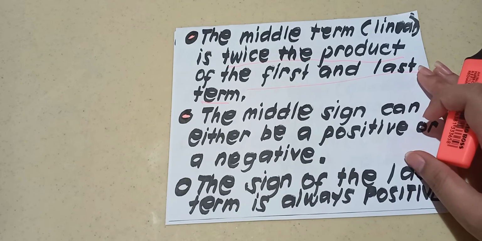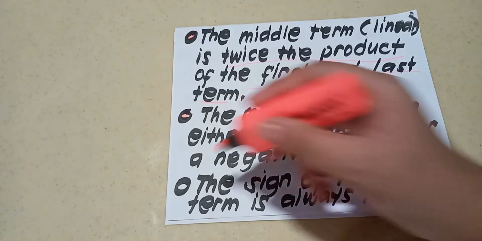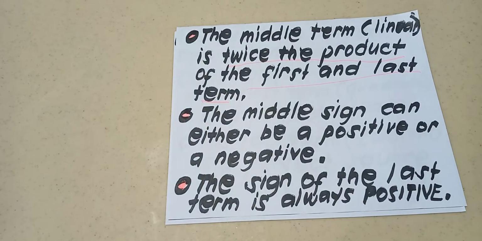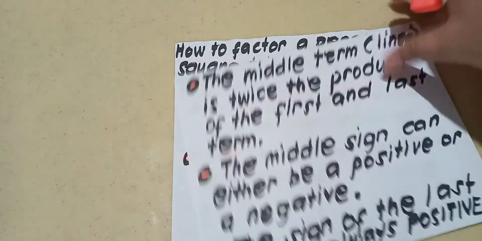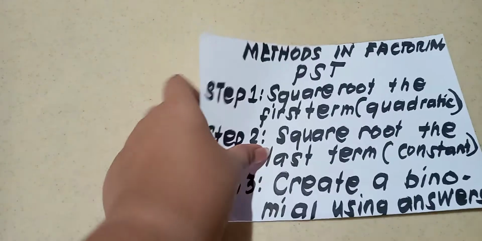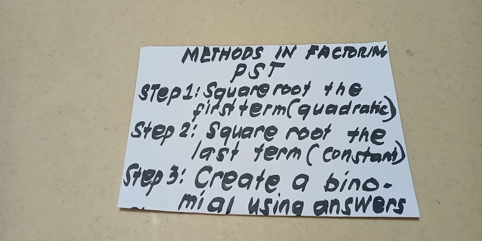The next condition is that the sign of the last term is always positive. As I said earlier, the sign of the last term is always positive. So the only sign that can be changed is the middle term. The rest are positive. So, we have the steps or the methods. Please copy these steps so that you can apply them later.